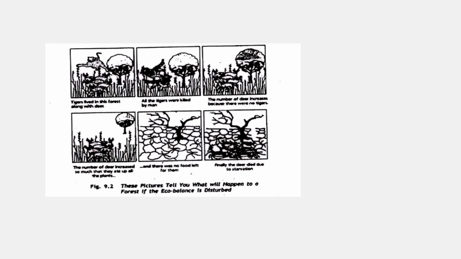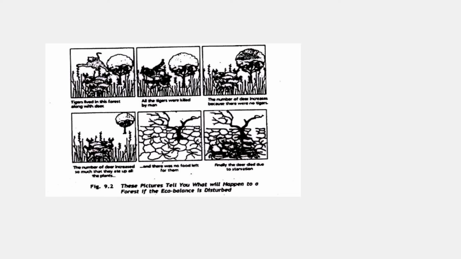Now, first diagram: tigers lived in the forest along with the deer. Can you look at it? Tigers lived in this forest along with the deer. First diagram. Okay. Now second diagram. All the tigers were killed by man. Then third diagram. The number of deer increases because there were no tigers. I hope you understand.